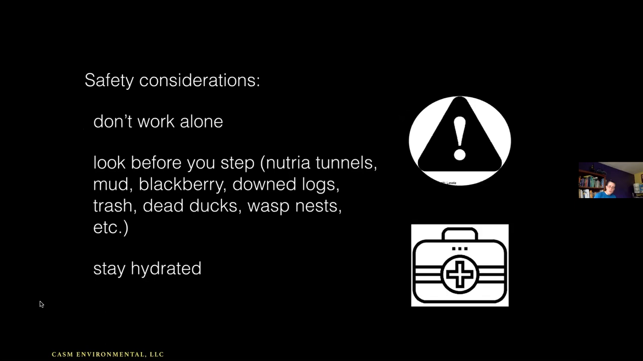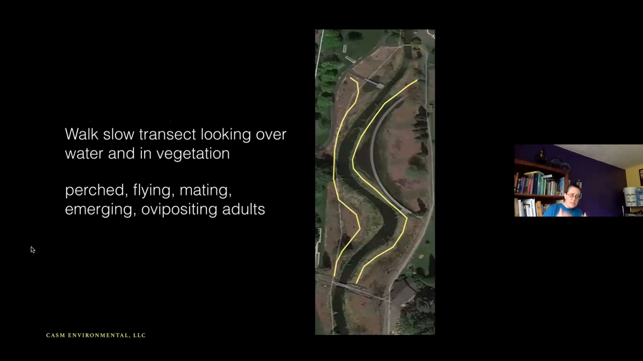And what you're basically going to be doing is a slow, deliberate walk. There are three different sites that we monitor, and you're going to be walking usually along the edge of the water. Keep your eyes out, though, as you're on a trail, as you're on a path. It's all fair game. And pause at intervals.